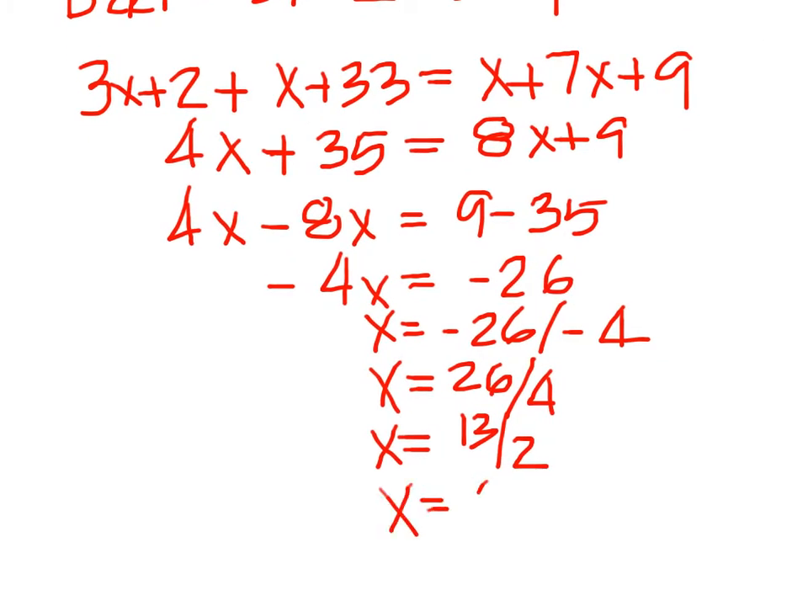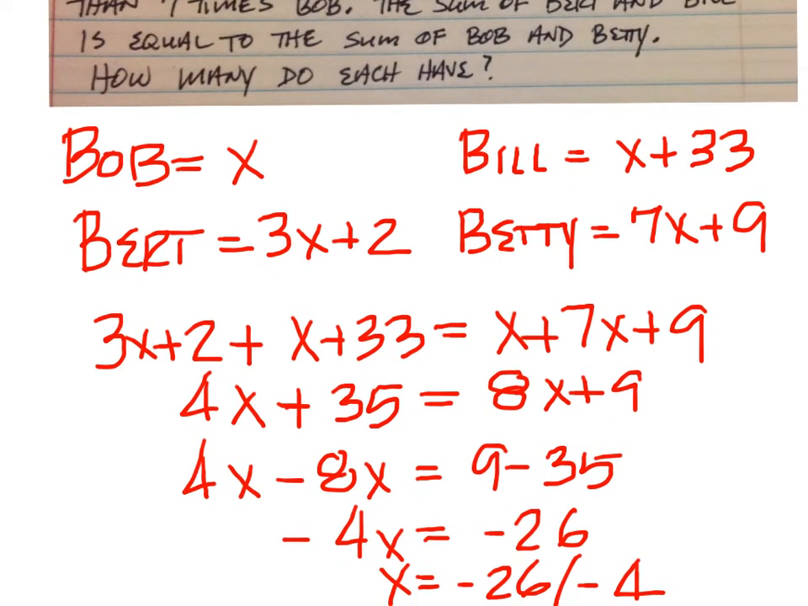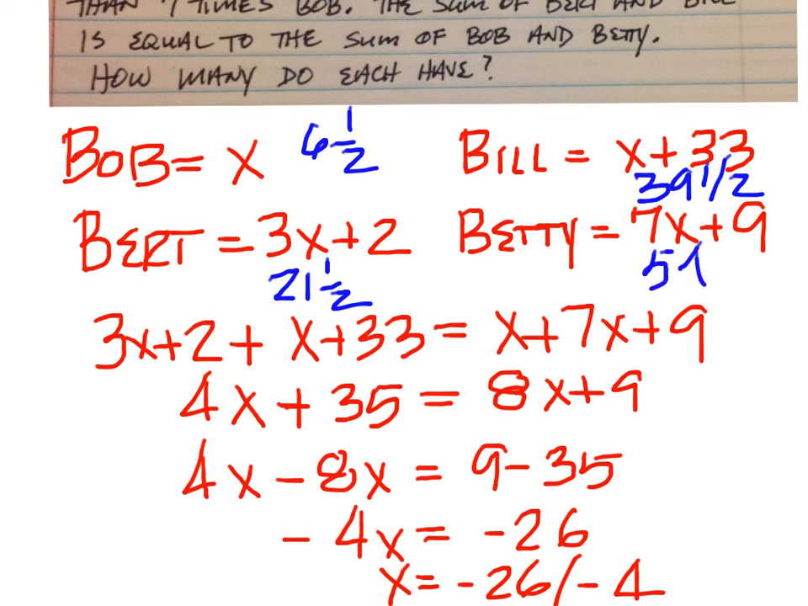which is 6.5. So we know that Bob is 6.5. So to find Bert, I have to do 6.5 times 3 and then add 2. That should be 21.5. Bill is 39.5, and Betty is 7 times 6.5 plus 9. That's 54.5.